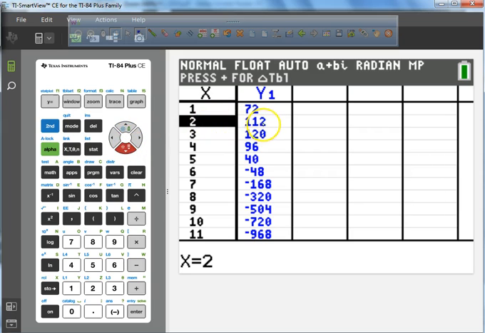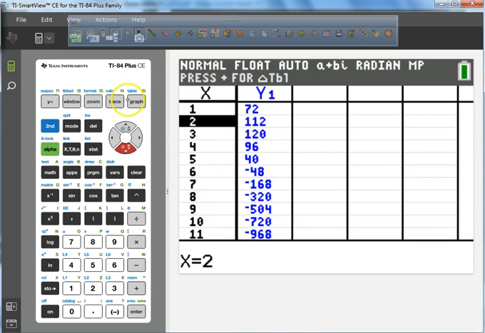At 2 seconds, it's at what? 112. 3 seconds, it's at 120. 4 seconds, it's at 96. Does that match the original ordered pairs that we had? It does, doesn't it? Okay. So we found the correct equation.